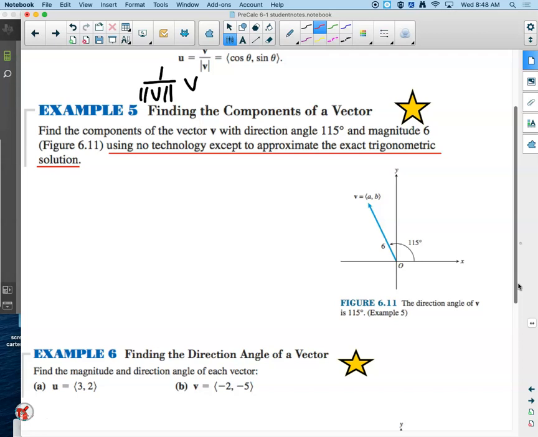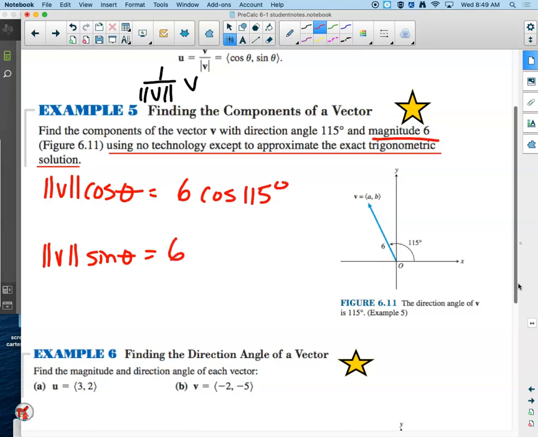So, horizontal component is supposed to be magnitude of v cosine of theta, and the vertical component, magnitude of v sine of theta. Well, both of those require the magnitude, which is okay because they gave us that right there. And they gave us the degrees that we're supposed to use. So we'd get 6 cosine of 115 degrees and 6 sine of 115 degrees. And because they made a really big deal out of it, we're going to write it in component form: 6 cosine of 115 degrees, 6 sine of 115 degrees. So that's what it would be exact.